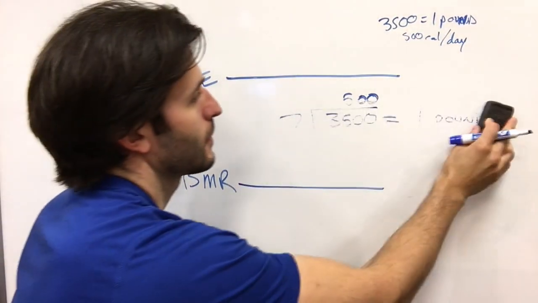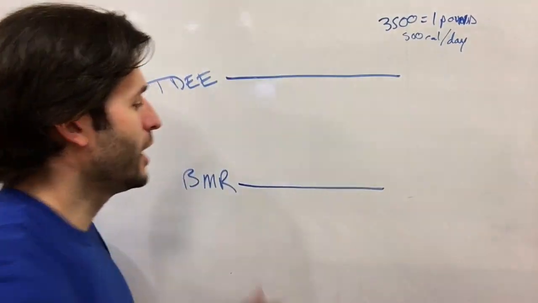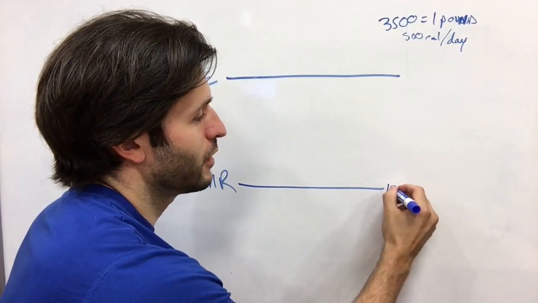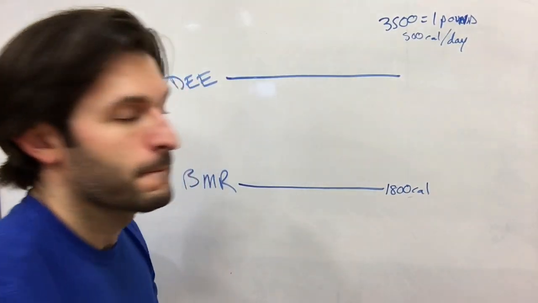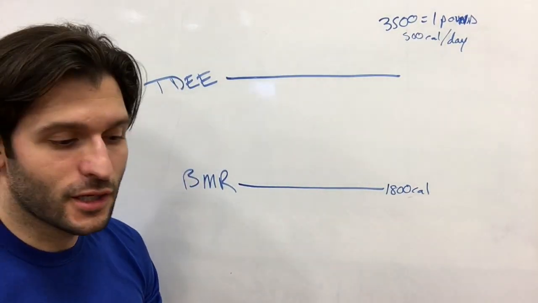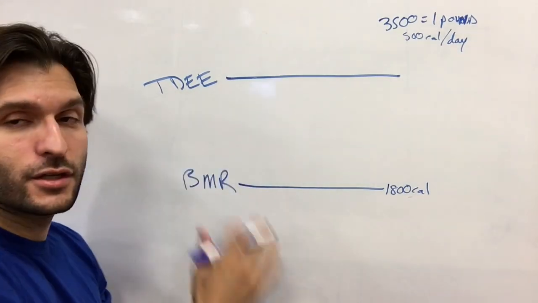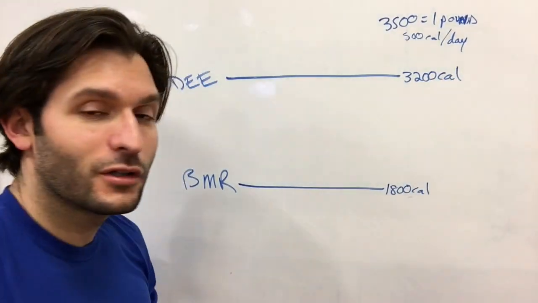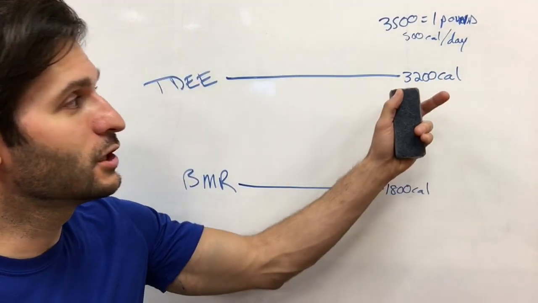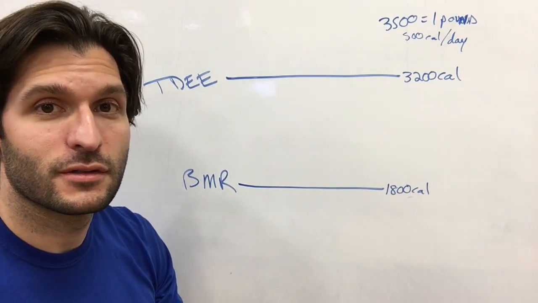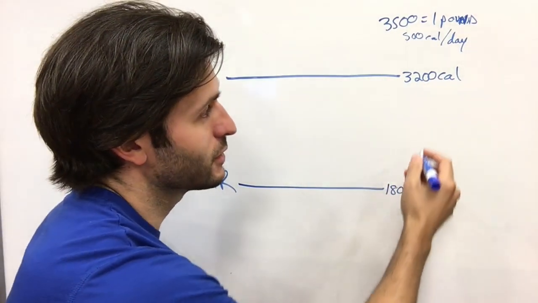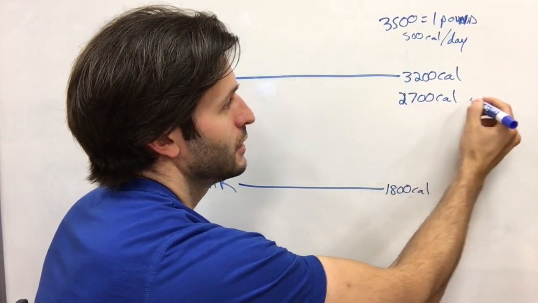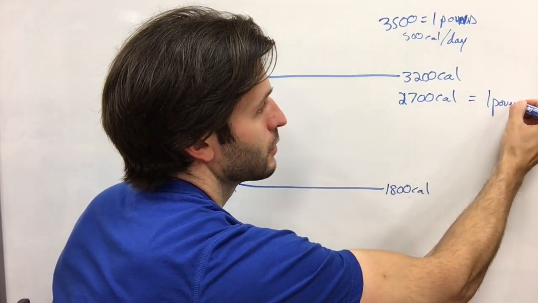Now, let's say, for example, that when you calculate your basal metabolic rate in your calculator at the end of this course, you find out that your basal metabolic rate is 1,800 calories. And you find out that based on how active you are, let's say you work out 4 or 5 days a week, your total daily energy expenditure is actually 3,200 calories. Well, if you want to lose 1 pound a week, you need to decrease this number by just 500 calories a day. So instead of eating 3,200 calories, now I might be eating 2,700 calories. That's going to equal 1 pound per week.